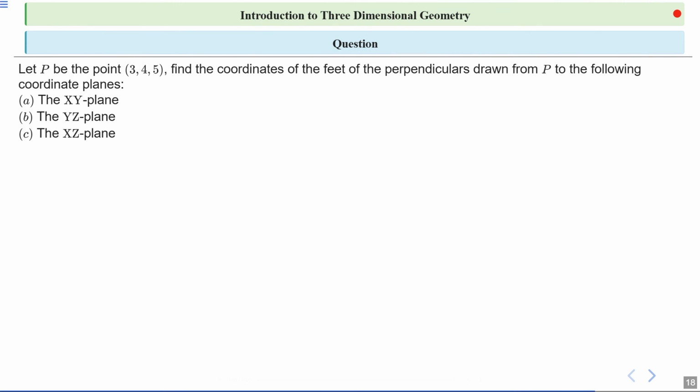Now, let's look at another question. In this question, we let P be the point 3, 4, 5, and we have to find the coordinates of the feet of the perpendicular drawn from P to the following coordinate planes. The first coordinate plane is the xy plane. The second is the yz plane. The third is the xz plane. So first of all, think about how the coordinates will change for each case.